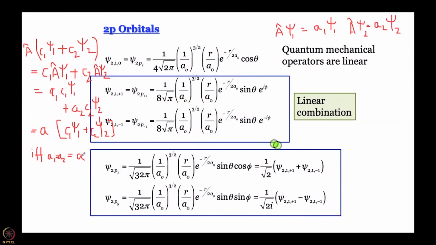If you take this e to the power i phi wave function and somehow measure the z component of angular momentum, every time you measure you get +1. If you take the second one, m equal to -1, the e to the power minus i phi wave function, every time you measure you get -1 as the Lz value. If you take 2px and perform say 10 lakh measurements, 5 lakh times you will get +1, and for the remaining 5 lakh times you will get -1.